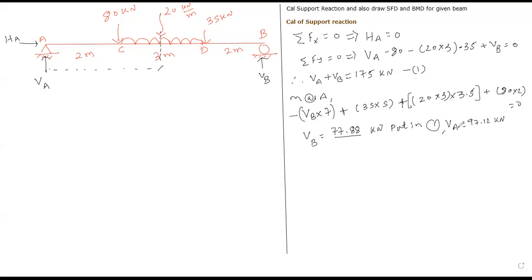These calculations are clear. Please confirm in chat box. Fine. In my calculation, that is 77.88. That's the reason I have written 77.88. Please confirm me. So your value for VB equals 77.88.